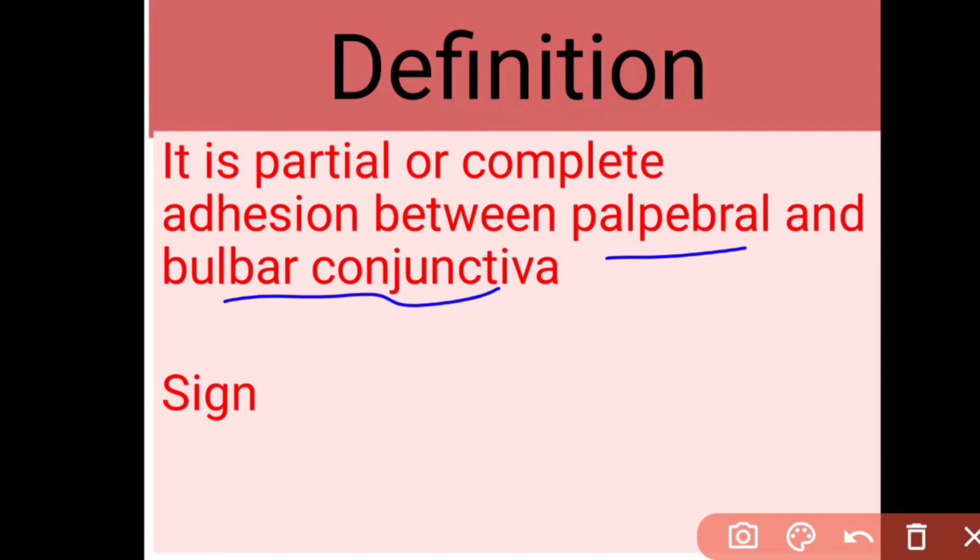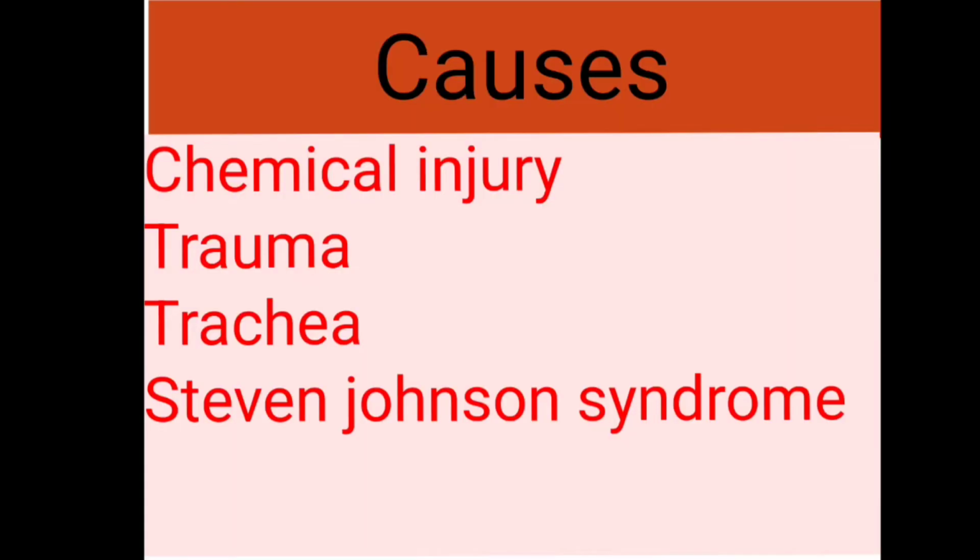So this Symblepharon is actually a sign. It is not a disease per se. So you should always look for the disease which is causing this sign of Symblepharon and try to treat this Symblepharon as well as the disease. So this is one more picture which is showing the adhesions here. As you can see, from the palpebral conjunctiva to the bulbar conjunctiva, the fibrous bands are extending. That is Symblepharon. So what are the causes for this Symblepharon?